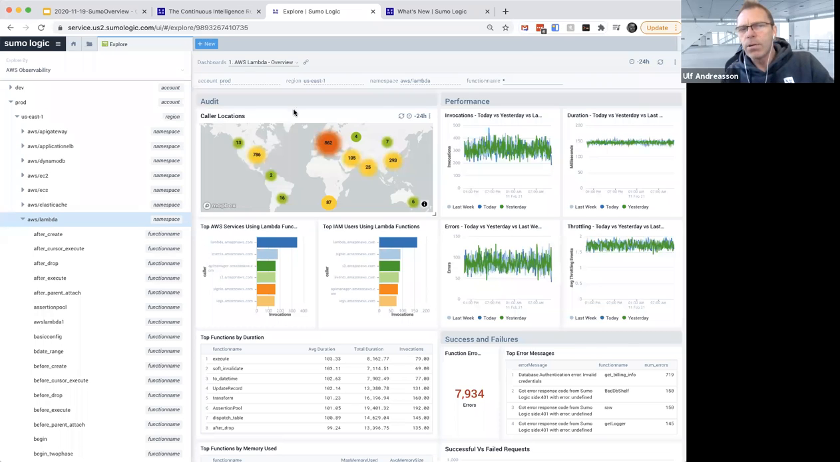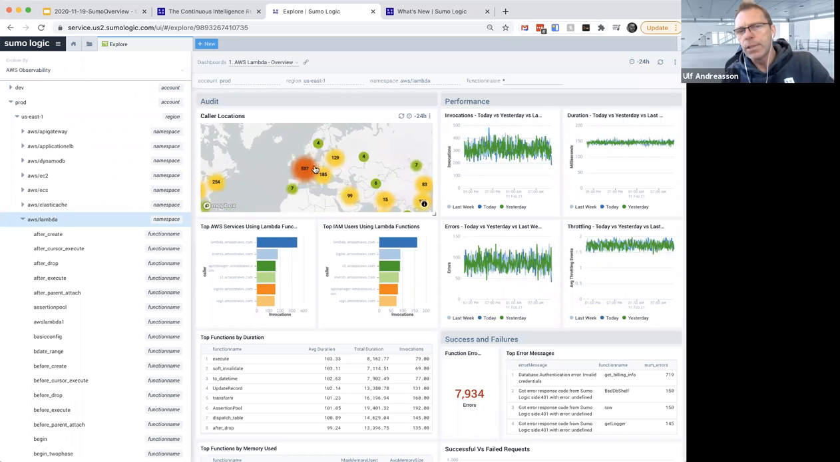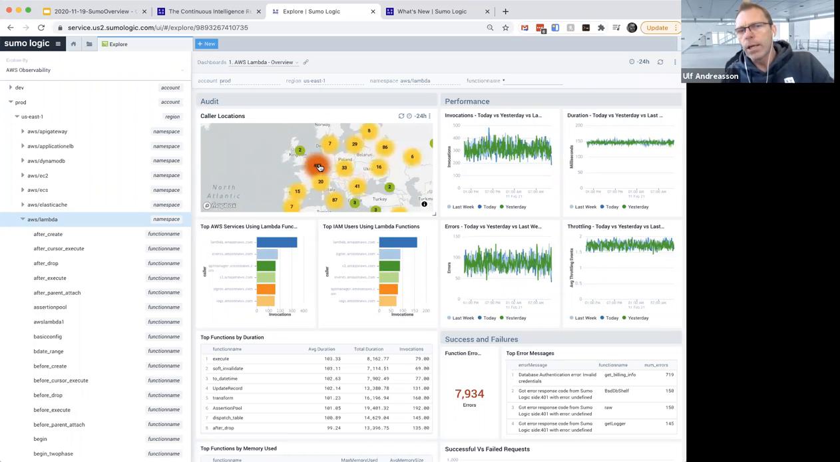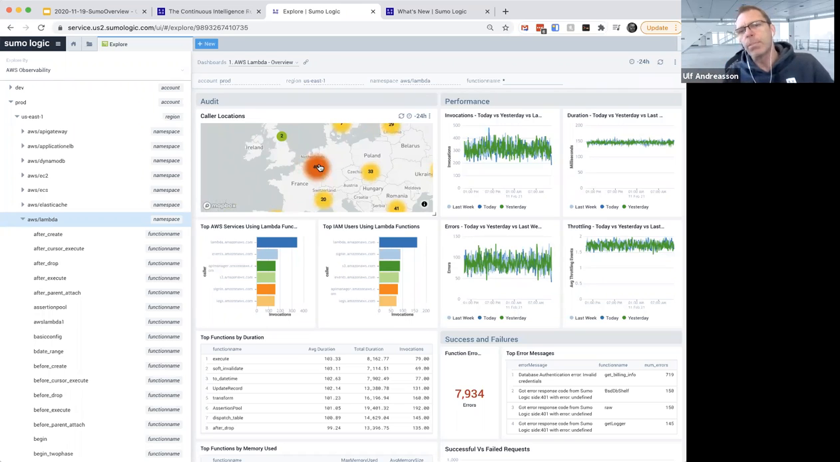And I can see the caller locations here on a map, and I can easily drill into this to see more details about where these caller locations are. As you can see, the deeper into the map I get, the more details I'm getting. So we don't necessarily show all the details immediately, but you can just drill into it. I can also see the top services using the different Lambdas, or the IAM users that are invoking these things. So it gives me a very simple overview of that.